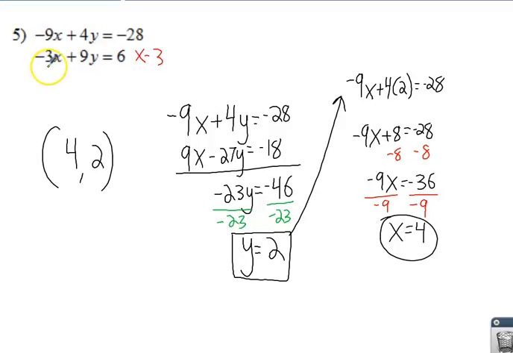So, let's take the bottom for a second. 4 times negative 3 is negative 12. 2 times 9 is 18. Negative 12 plus 18, 6. Good to go so far. Negative 9 times 4 is negative 36. 4 times 2 is 8. Negative 36 plus 8, negative 28. So this solution is good. You should always check your answers, folks.